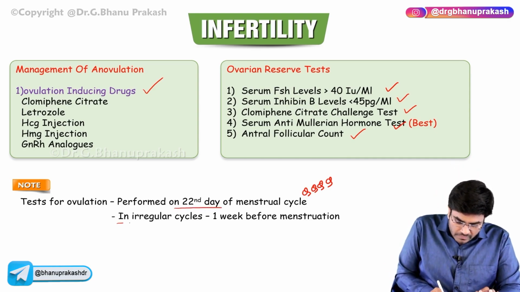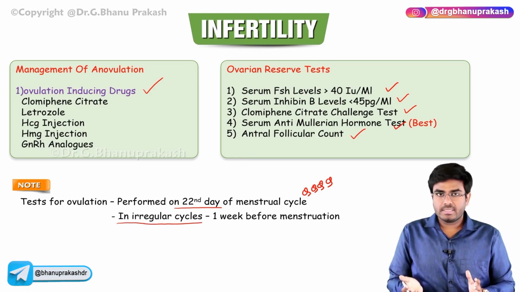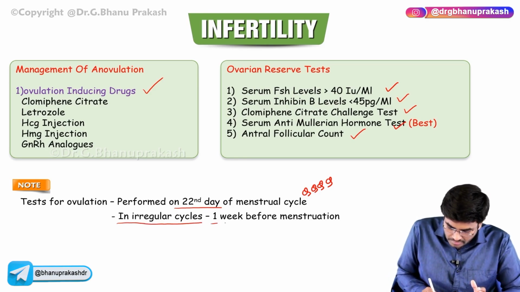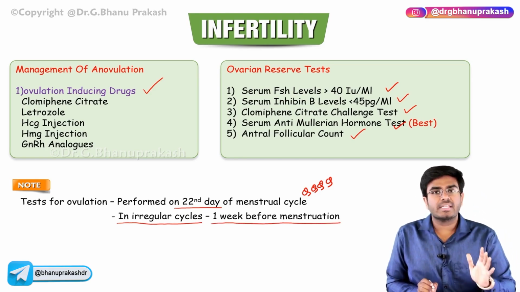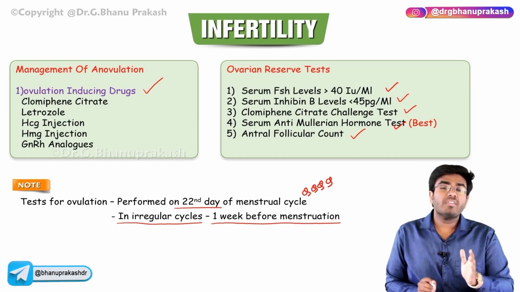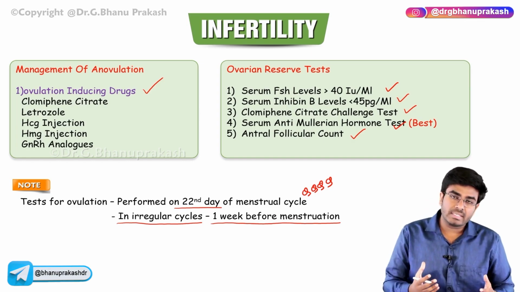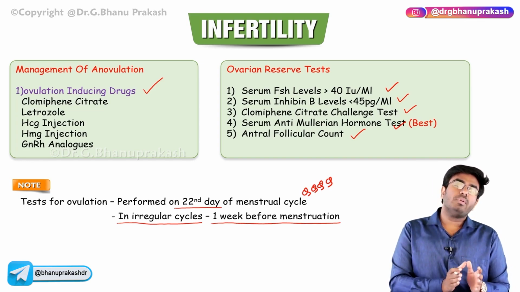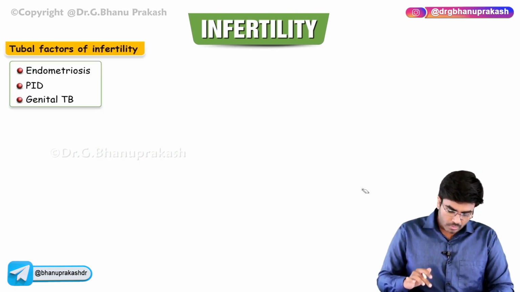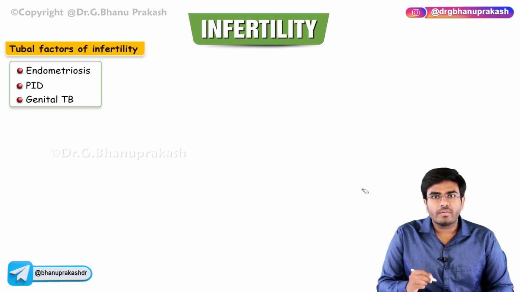Okay. Now if the female is having irregular cycles, then the test will be done 1 week before the menstruation. In a normal regular cycle female, the test will be done on day 22nd. But if the female is suffering with irregular cycles, then in these females, these tests are to be performed 1 week before the menstruation. Now let's discuss the tubal factors of infertility.